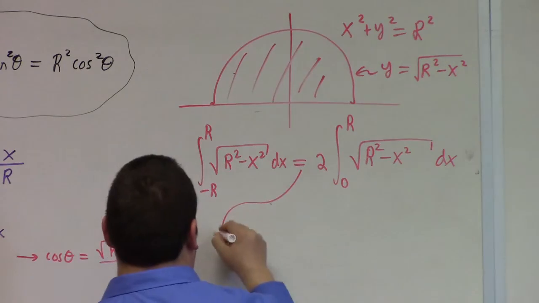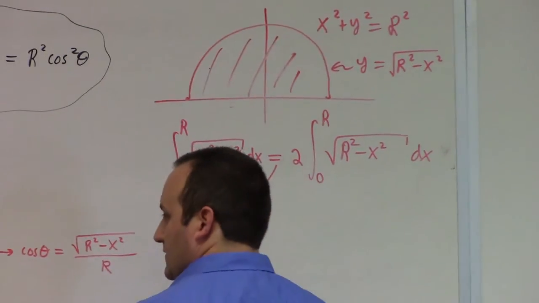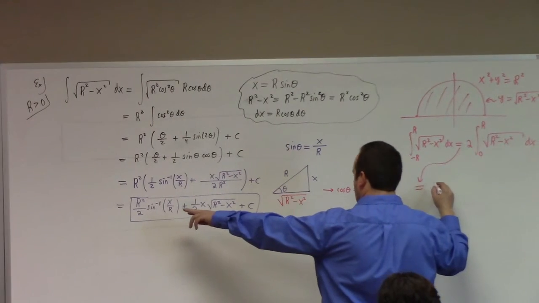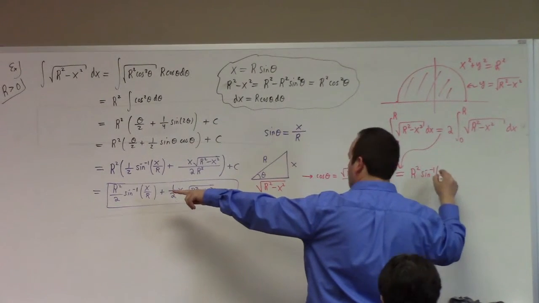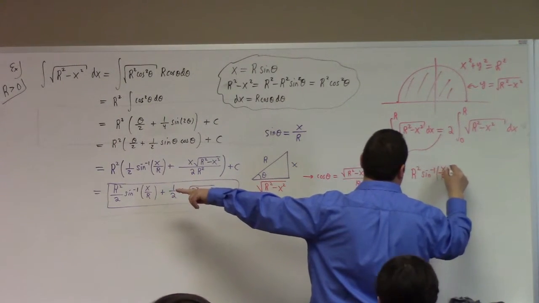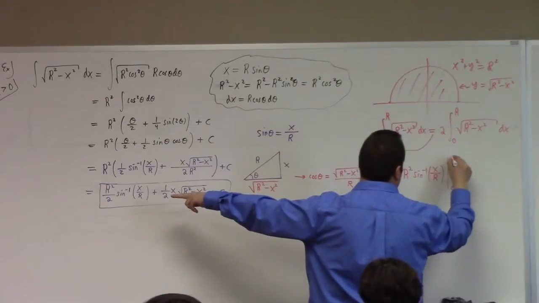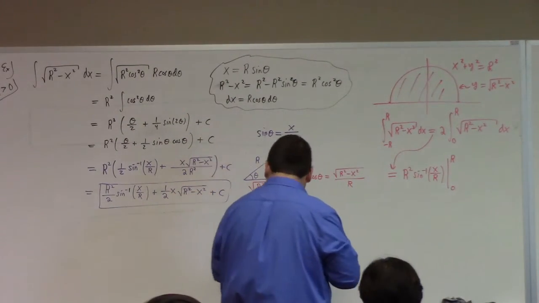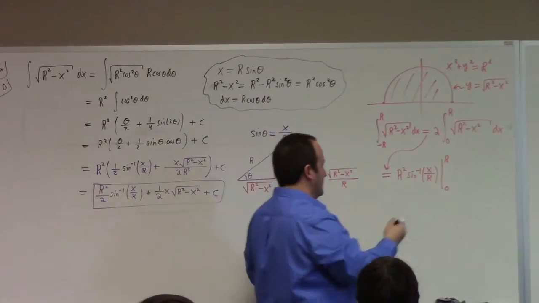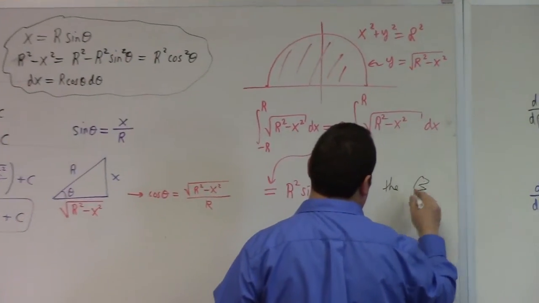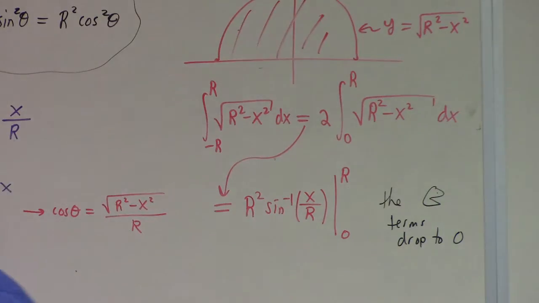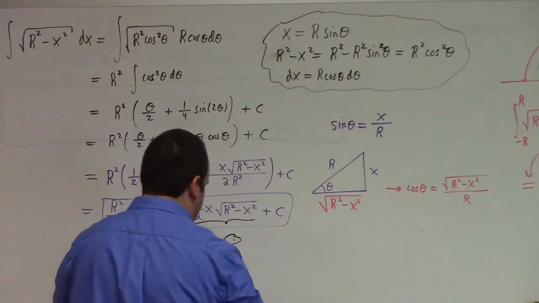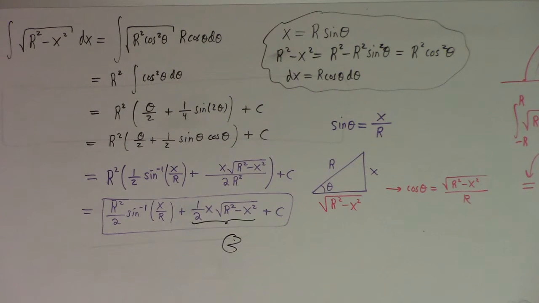But then I can say that is actually what? It is 2. So the 2's cancel, right? So I get r squared inverse sine of x over r evaluated from 0 to r. You're like, what? But, hey, but what? See this? These guys right here. What happens when you put x equal to 0? What happens when you put x equal to r?